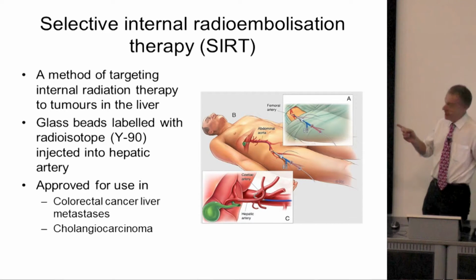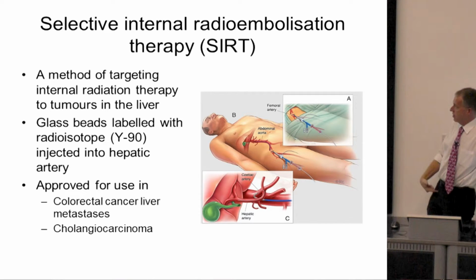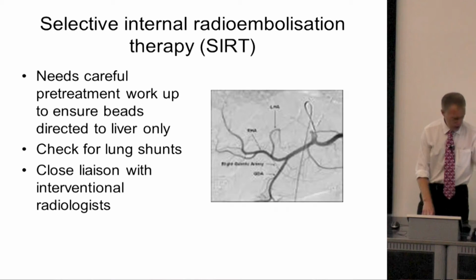So the diagram here just illustrates what has to be done. The interventional radiologists catheterise through an artery in the groin, put a catheter right up the aorta into the hepatic artery, and then they can shoot these beads straight into the liver.